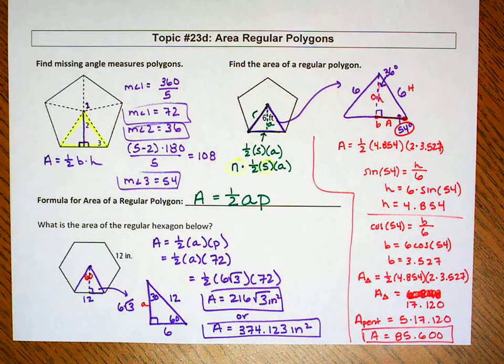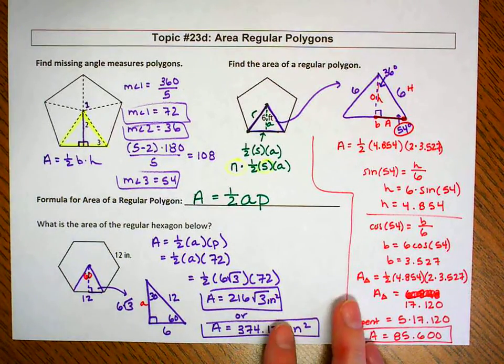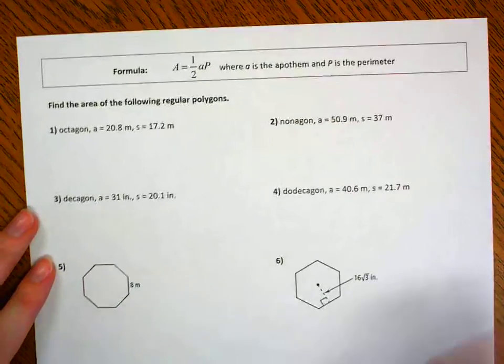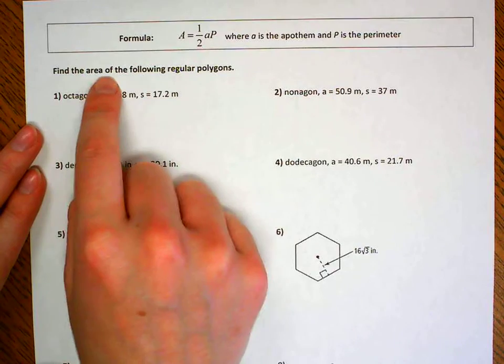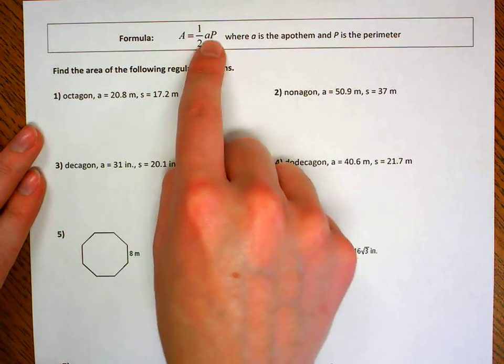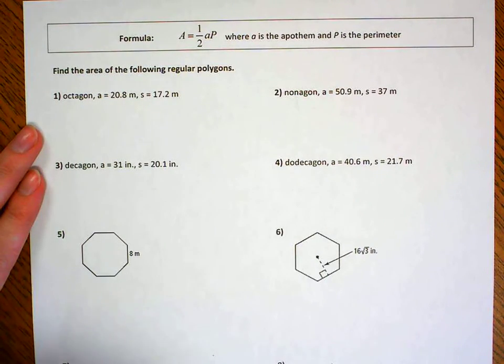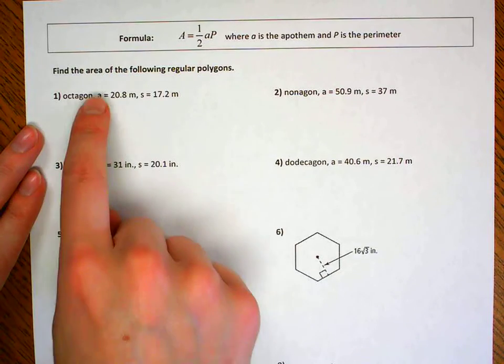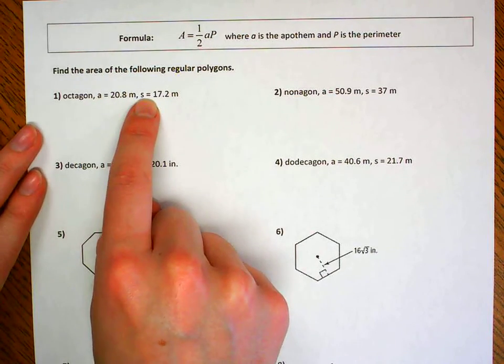Okay, so there's one problem. I know this is still a little tricky. Why don't I actually flip to the next page and get you guys started just a little bit. Remember, you can pause the video at any time if you need to go back or look at my work again. You'll notice that here it says, find the area of the following regular polygons. Here's your formula up here. You'll notice we give you the apothem each time, and we give you what one side is.